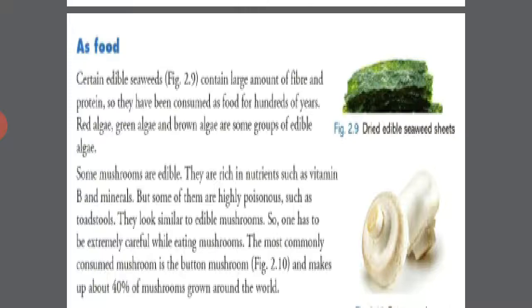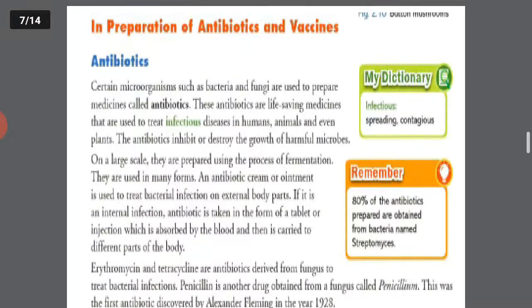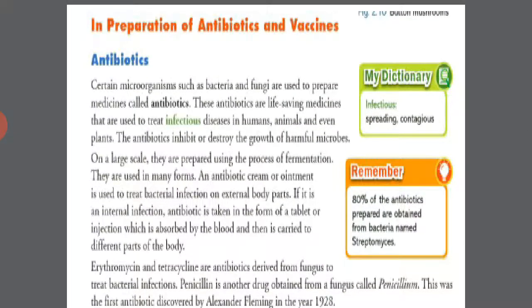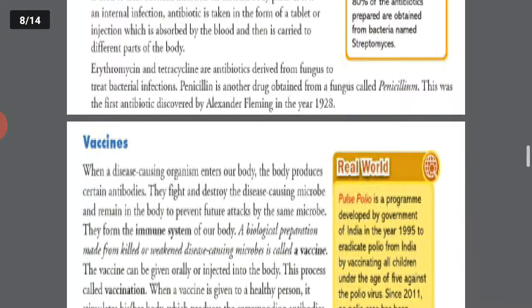Let's move further. In the preparation of antibiotics and vaccines, we all know antibiotics are used whenever we are not feeling well, as well as vaccination is done in the earlier age of everyone. For example, the vaccines we will study over here.